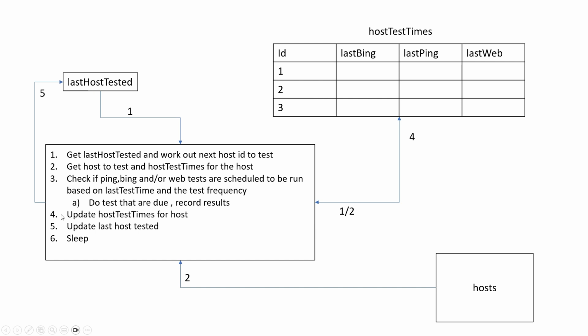Then after that, it's really just a matter of cleanup. So we update the host test times for the host. So any tests that we have done, we'll update this table with the last time those particular tests were run for that host. We'll also update the last host tested value in here, so it's ready to go for the next iteration. And then we can sleep in this routine, which basically returns, for our async IO, control to other routines. So that's the plan. Let's see how the coding's going to go.